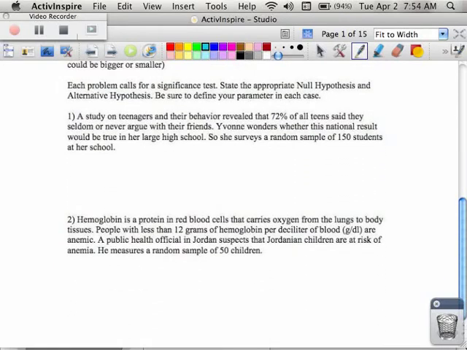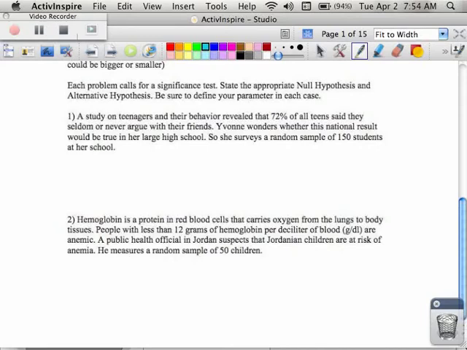Each problem is something that we're going to be doing called a significance test. We'll say the null hypothesis and the alternative, and you have to define the parameter. So after you write down H0 is whatever, and HA is whatever, you'll define the whatever. If you're talking about some kind of proportion, you'll say that P is equal to what? And if you're talking about some kind of mean, you'll say mu is equal to what? And you'll put it in the context of the problem.